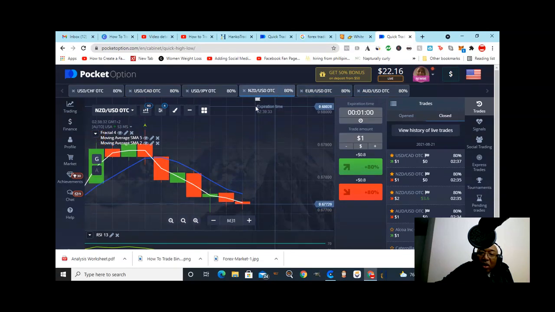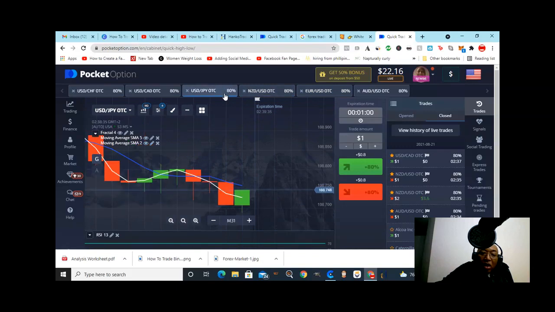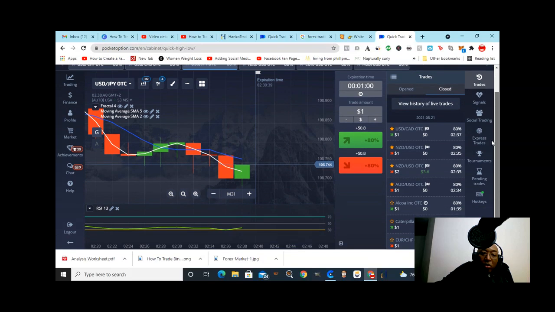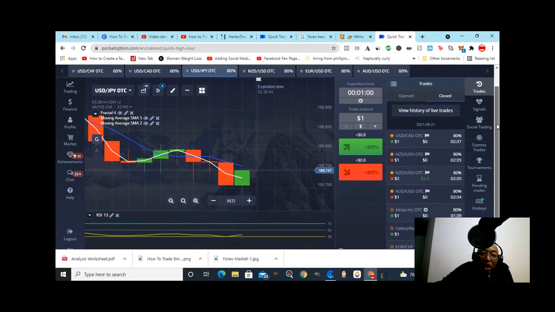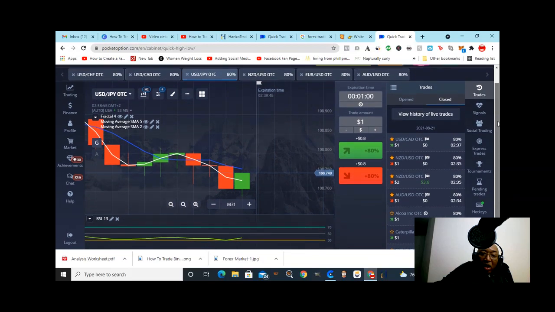This is not a good setup because the RSI is at the bottom. Now for beginners, that's risky. For an experienced trader, you can enter that. And let's see if we're gonna win that. We'll take a gamble here.